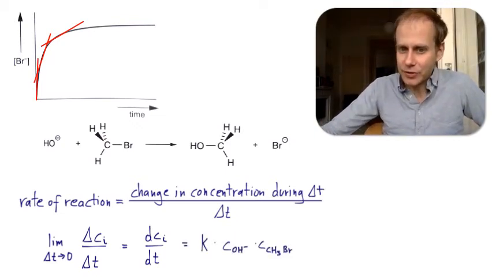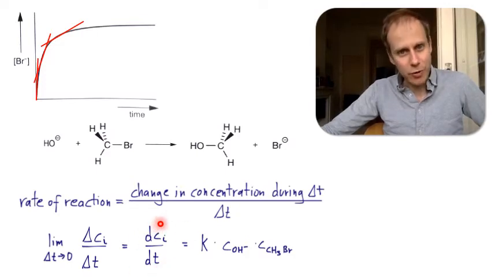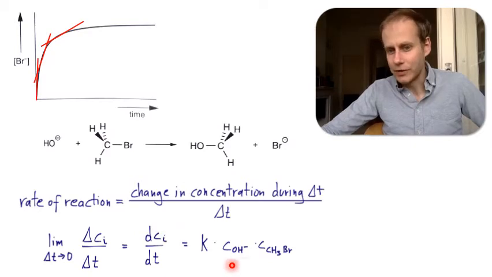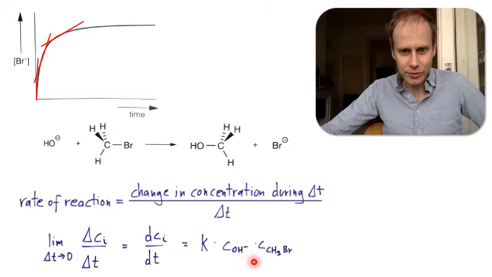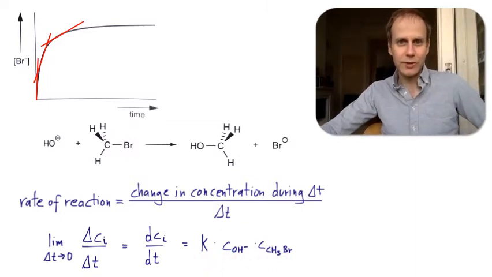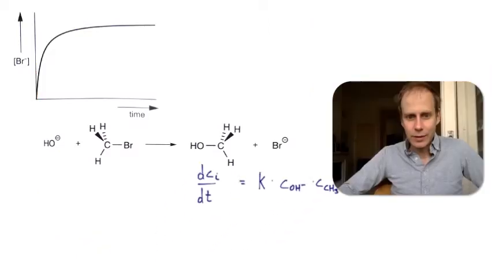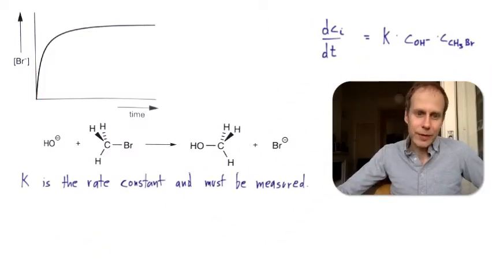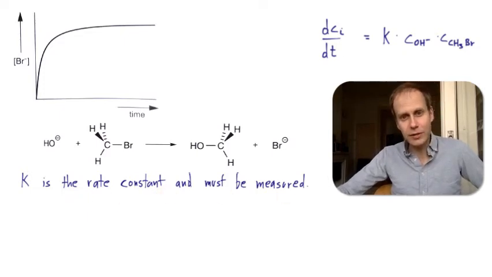And as we stated before, this rate of reaction depends on the probability of collision, and the probability of collision is proportional to the concentrations of the reactants, so the hydroxide and the bromomethane. So it's proportional. That means we need a proportionality constant, and in this case it's the k value. This k value is the so-called rate constant, and it has to be experimentally determined. We'll talk more about that later.